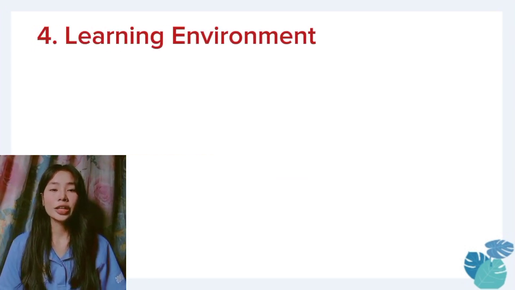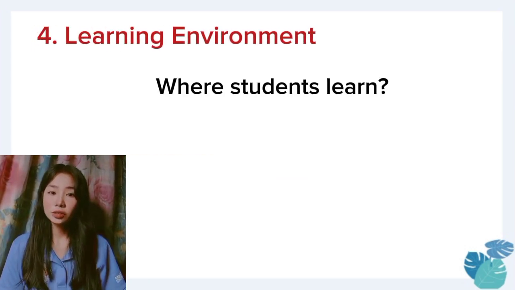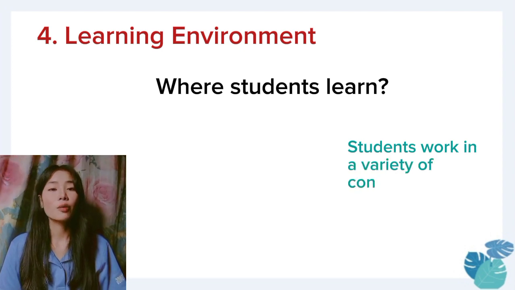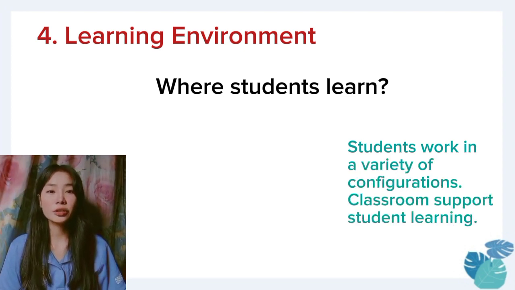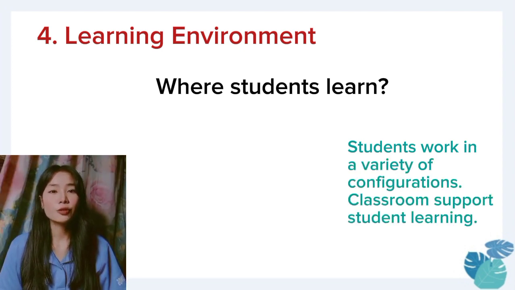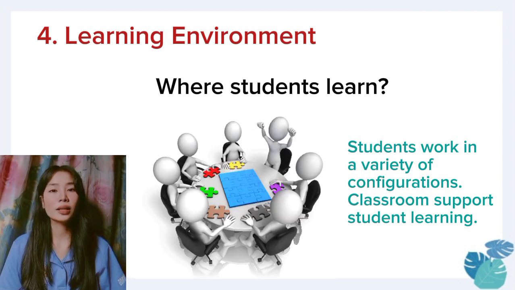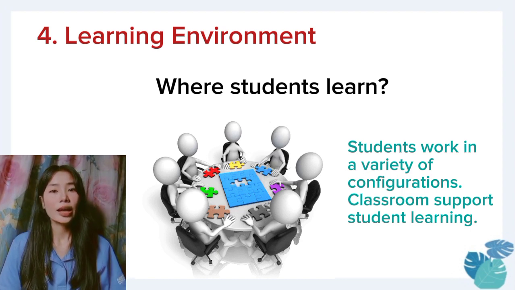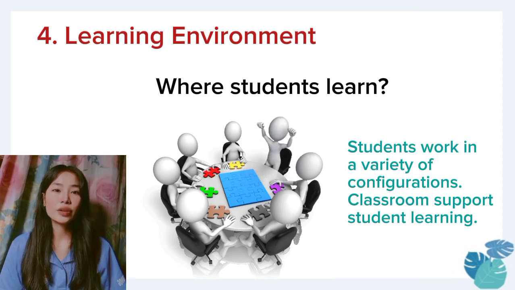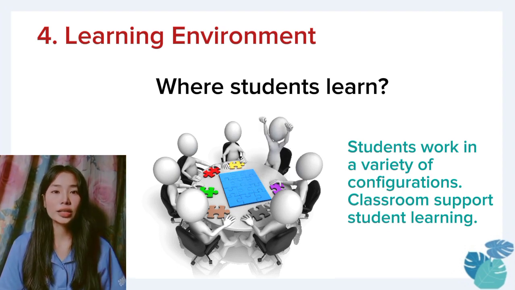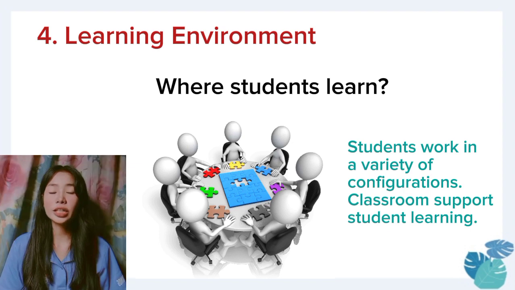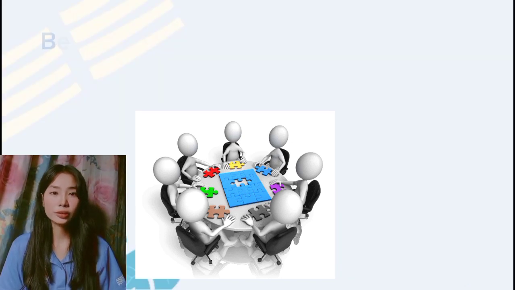Fourth, learning environment: where students learn. Students work in a variety of configurations. Classrooms support student learning. The conditions for optimal learning include both physical and psychological elements. A flexible classroom layout is key, incorporating various types of furniture and arrangements to support both individual and group work.